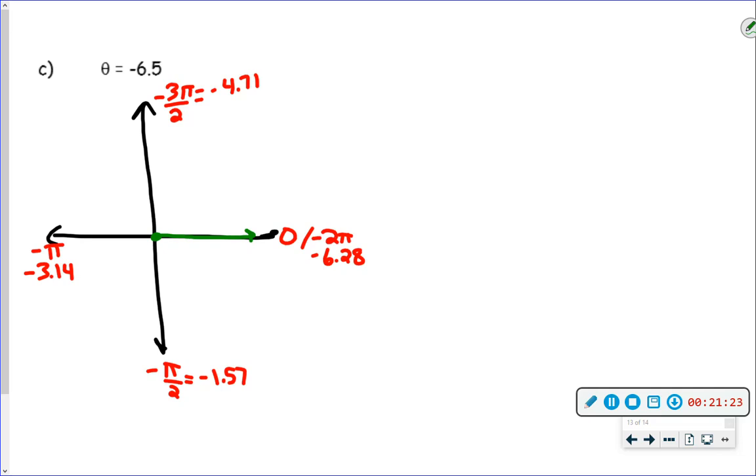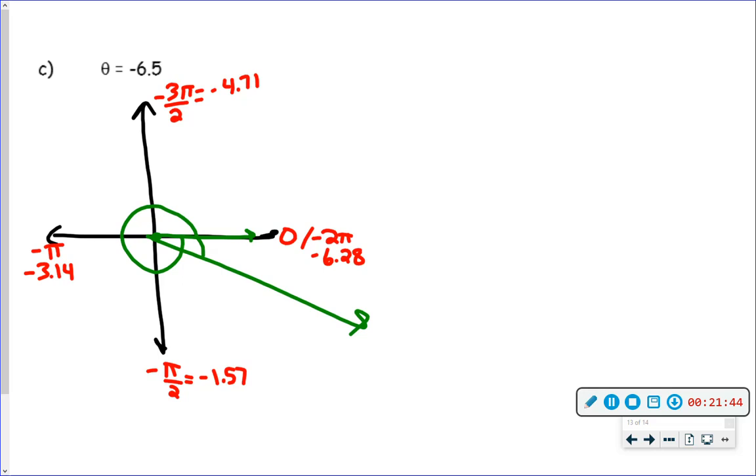Okay, so let's mark out negative 6.5. So we're rotating clockwise or down. So here we go. I'm going to start rotating. I'm at negative 1.5. I got to keep going. Negative 3.14. I got to keep going. Negative 4.7. So I'm going to do one full circle, puts it at negative 6.28, and I got to go a little more.